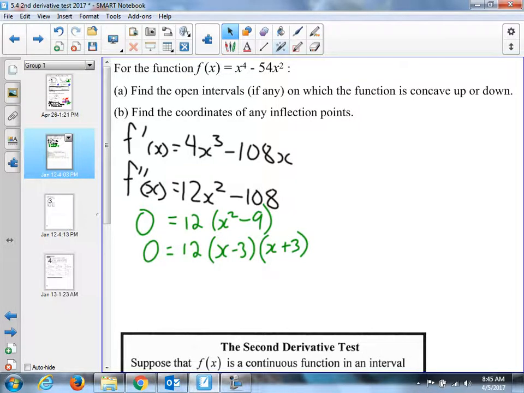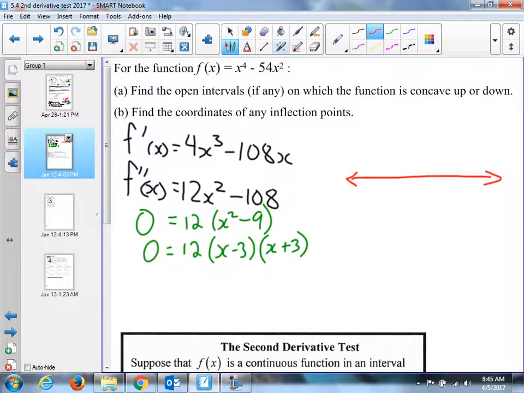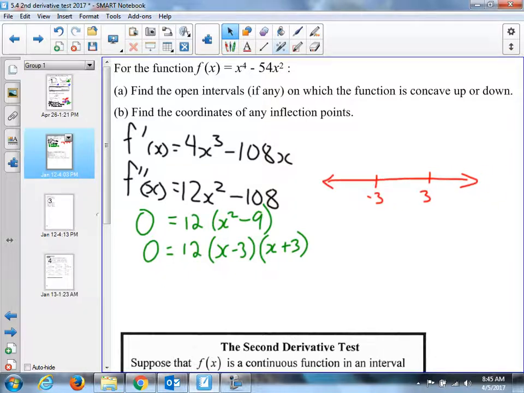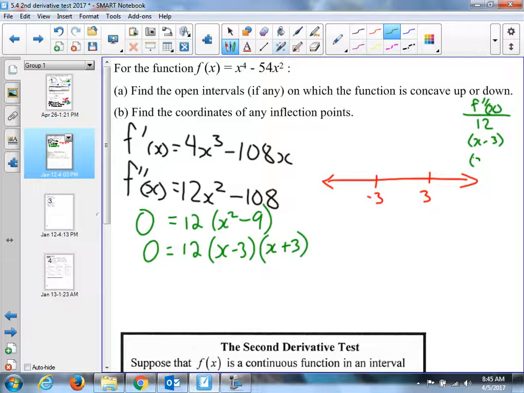So, to analyze zeros, I'm going to do one of the old sign analysis lines. And I'm not going to pull a full number line on here. I'm going to just put -3 and +3 on it. That's all I need. Give it a little space here. I'm going to list my second derivative factors. So I got +12. I'm going to put that down there.